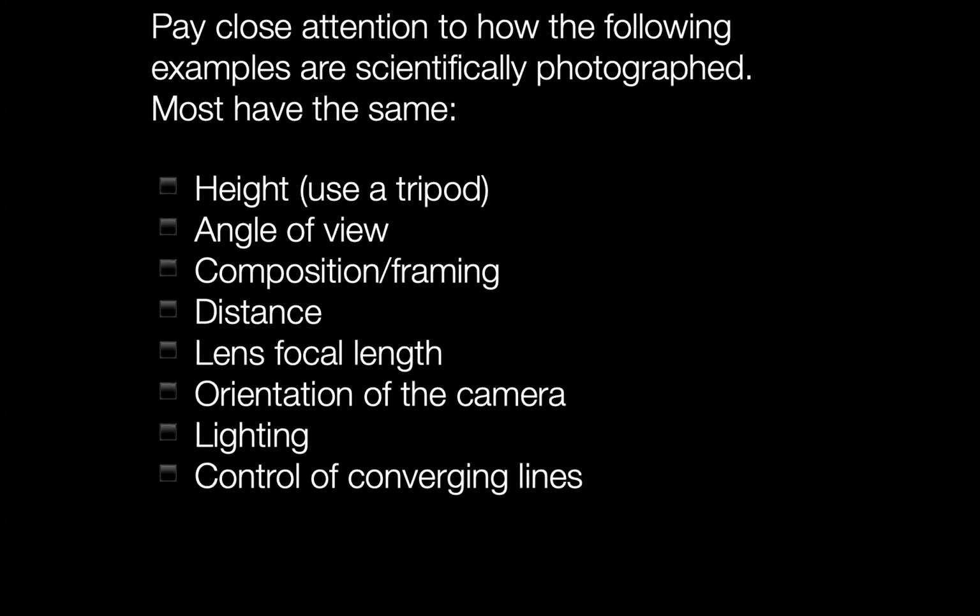So, for example, making sure that you're the same height by using a tripod, having the same angle of view, your zoom, the angle of your camera, the composition, the framing, the distance, the lens focal length, the orientation of the camera, whether it's horizontal or vertical, your lighting, particularly if you're photographing outdoors, trying to have your lighting be fairly consistent, angle of converging lines. I could go on this list, but keep all the choices that you make as an artist as consistent as possible.